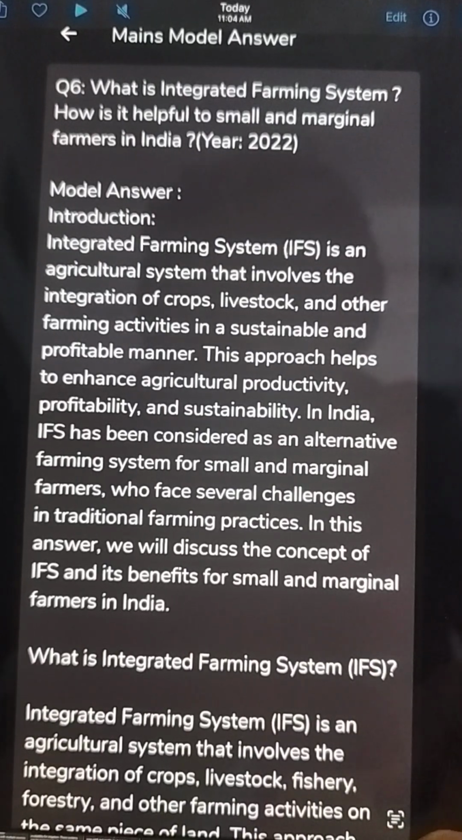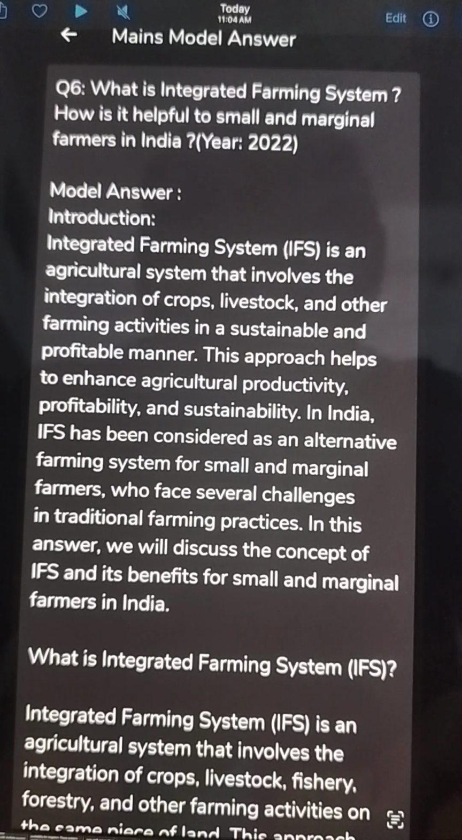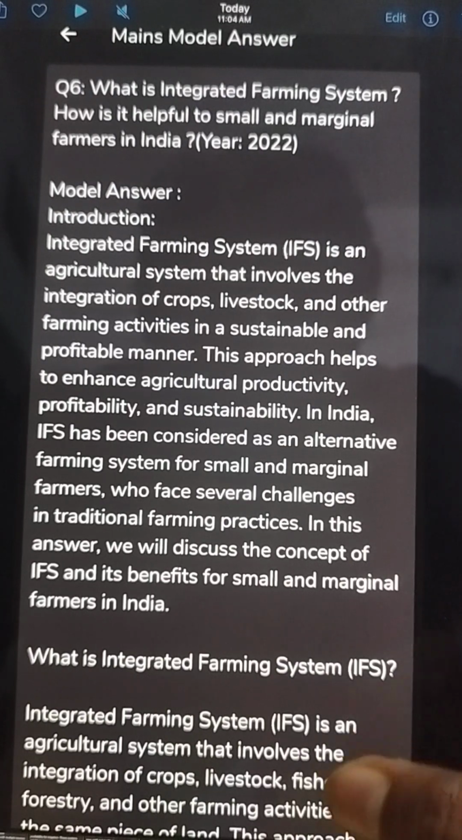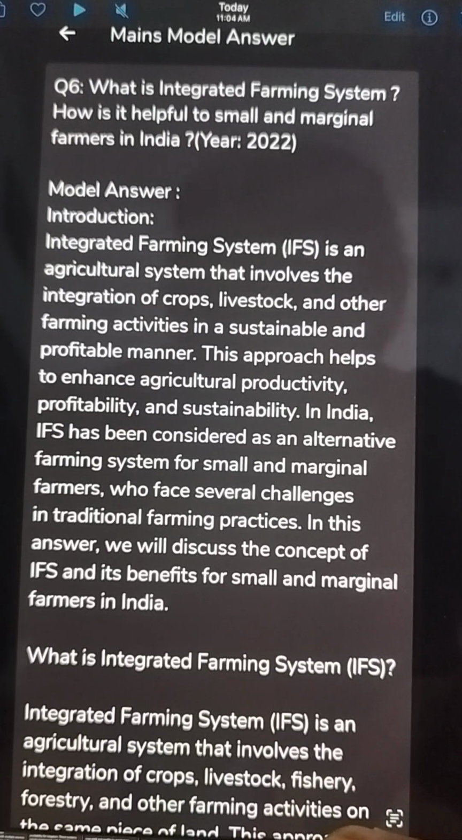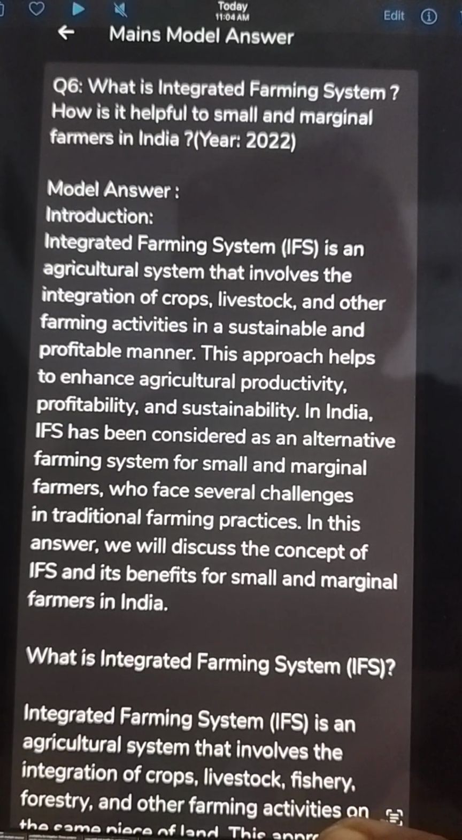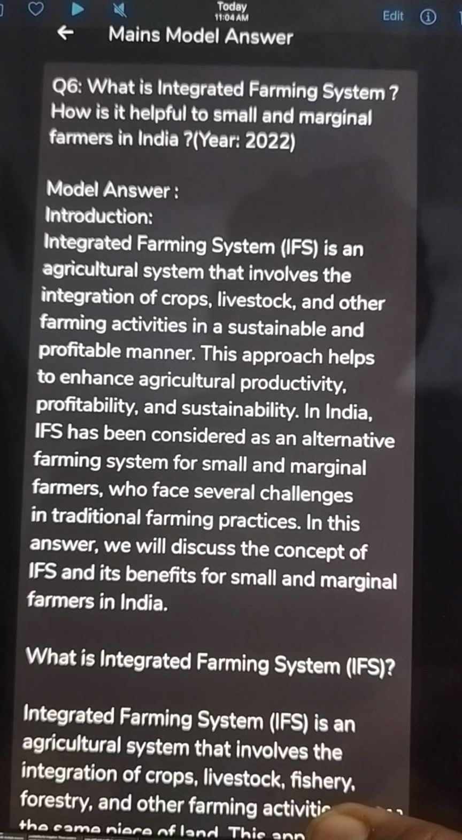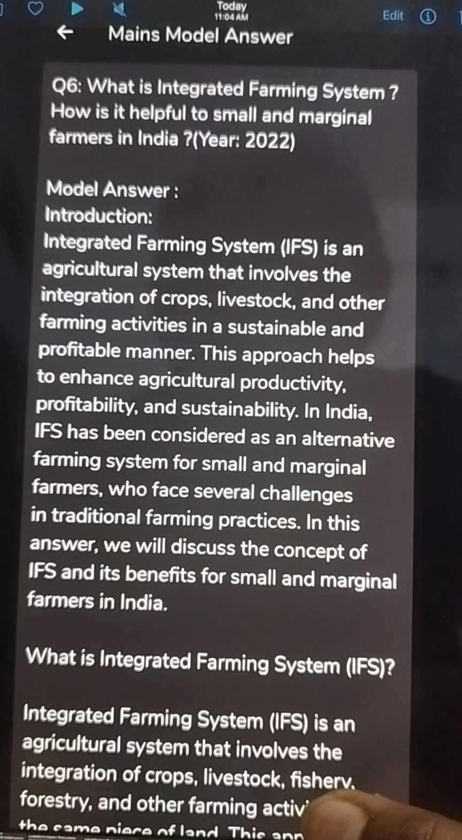Integrated farming system is an agriculture system that involves the integration of crops, livestock and other farming activities in a sustainable and profitable manner. This approach helps to enhance agriculture productivity, profitability and sustainability. In India, IFS has been considered as an alternative farming system for small and marginal farmers who face several challenges in the traditional farming practices. In this answer, we will discuss the concept of IFS and its benefits for the small and marginal farmers in India. What is integrated farming system?